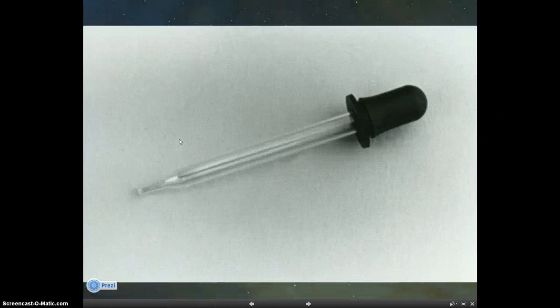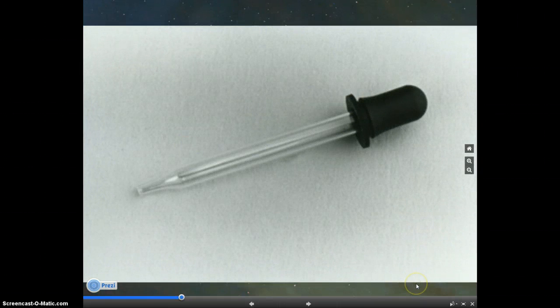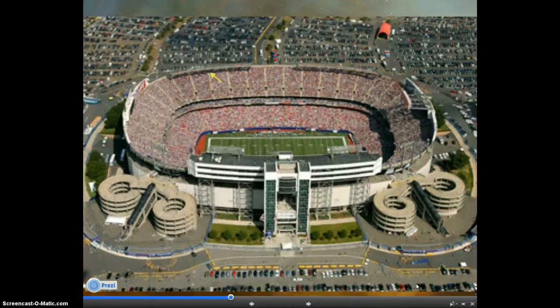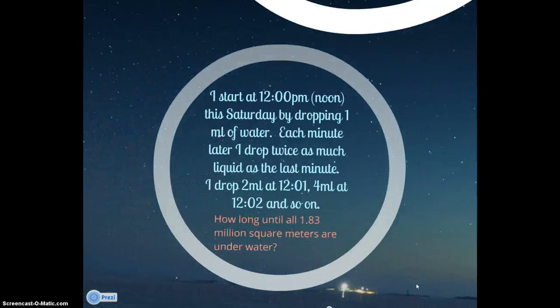Now, with me, I happen to have a nice little eyedropper. Every time you push it, it releases approximately 1 milliliter of water. Now, I go to the stadium and I sit up at the highest possible point with my eyedropper. And I have a question now.